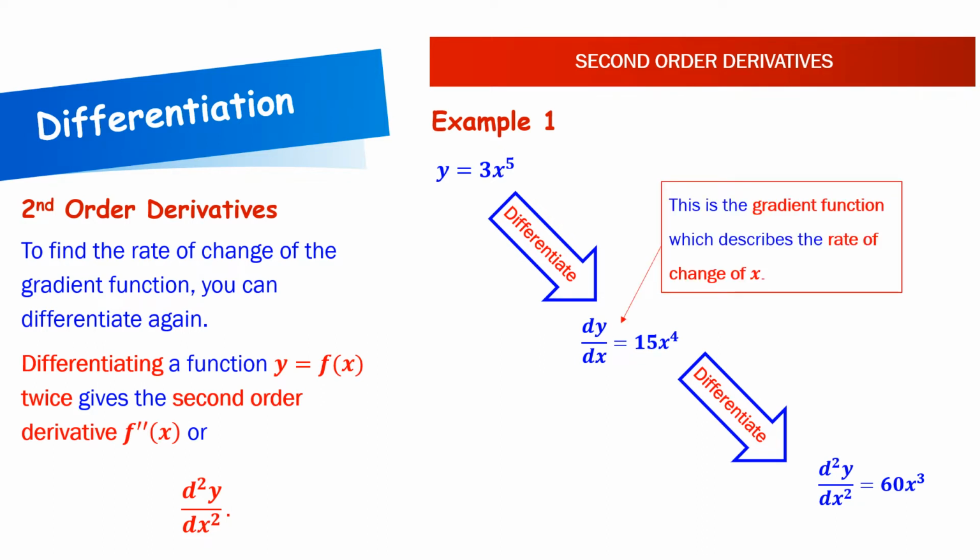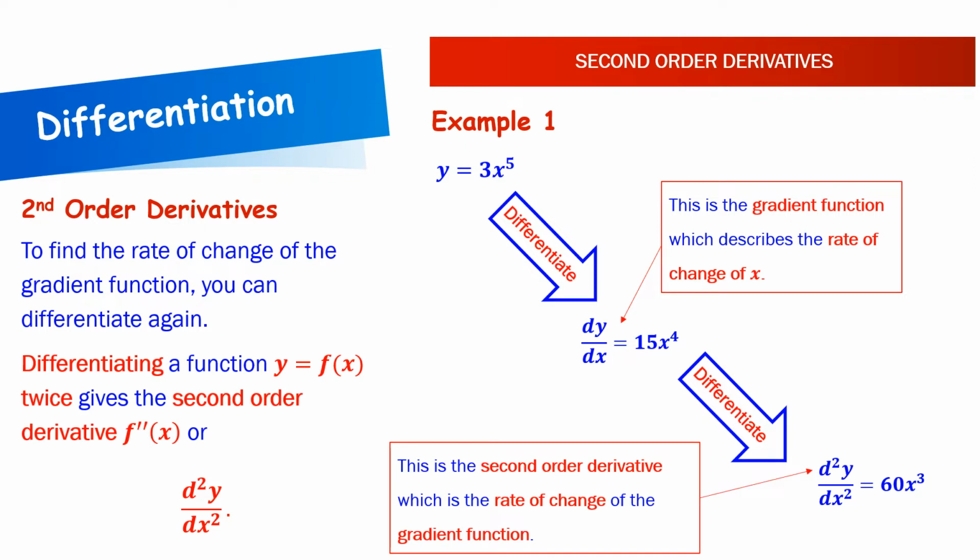dy dx is the gradient function which describes the rate of change of y. And the second derivative, d2y dx squared, is the rate of change of the gradient function.